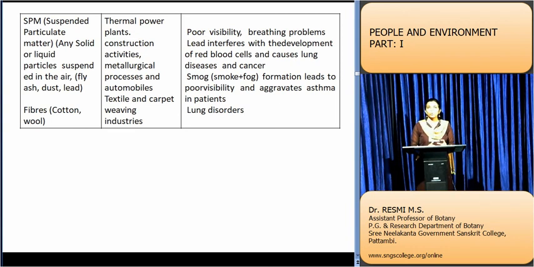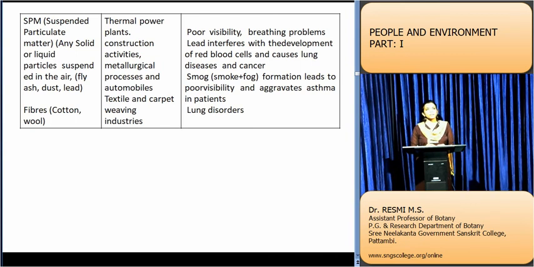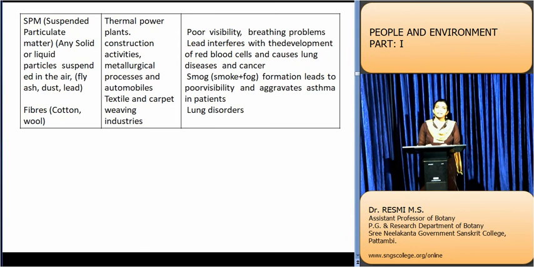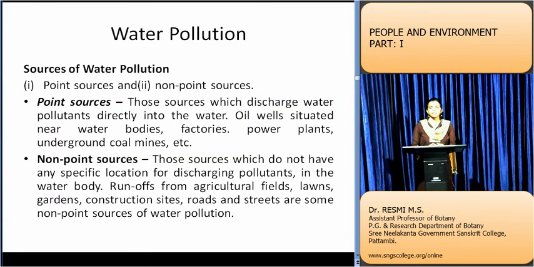Not only that, smog, which is a mixture of smoke plus fog, is caused by SPM, and its formation leads to poor visibility and aggravates problems in asthmatic patients. And the final one, which is a minor concern, is fibers, which is cotton and wool, produced from textile and carpet weaving industries, which can cause lung disorders to some extent. These are all about air pollution and its causes.